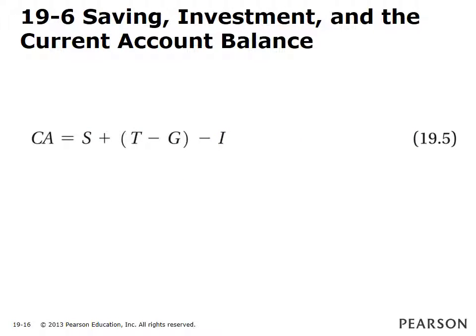Equation 19.5 gives us an important relation between saving, investment, and the current account. It says the current account balance is equal to saving, the sum of private saving and public saving, minus investment. This is an alternate way of expressing the equilibrium condition in the goods market. A current account surplus implies that the country is saving more than it invests. A current account deficit implies that the country is saving less than it invests. Thus, it is borrowing from the rest of the world.